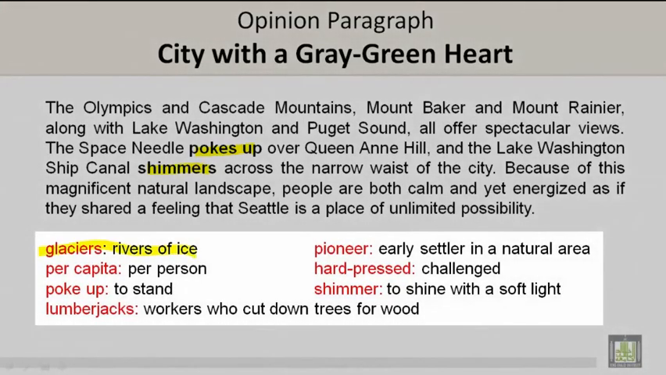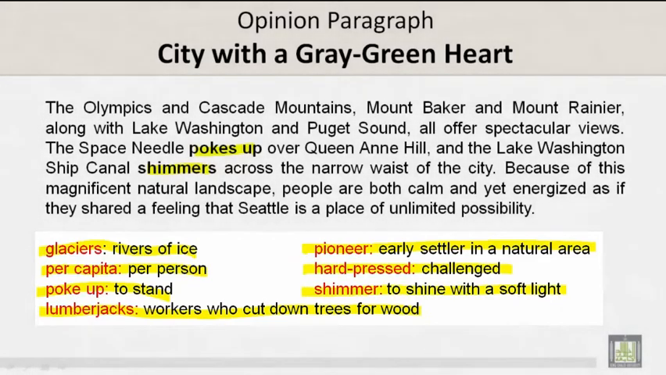Glaciers mean rivers of ice. Per capita means per person. Poke up means to stand. Lumberjacks are workers who cut down trees for wood. A pioneer is an early settler in a natural area. Hard-pressed is challenged. And shimmer means to shine with a soft light.